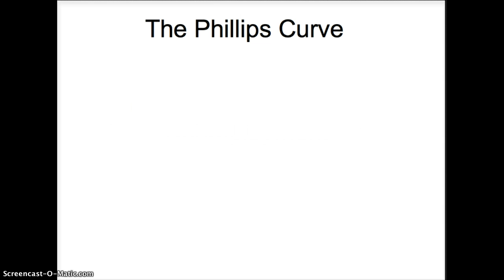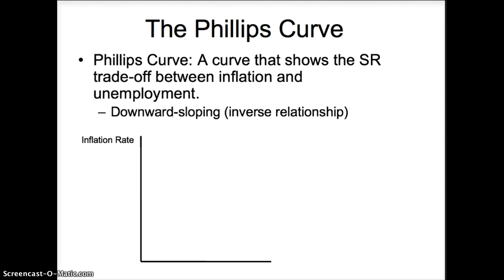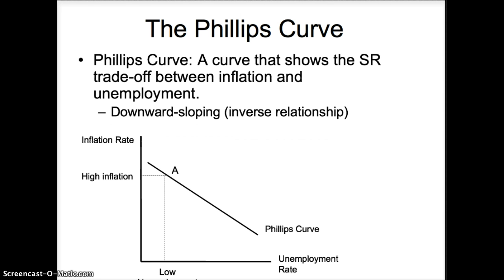The Phillips curve is a curve that shows the trade-off between inflation and unemployment in the short run. The curve is downward sloping, representing an inverse relationship. The inflation rate is on the vertical axis, and the unemployment rate is on the horizontal axis. At point A, the economy is experiencing high inflation but low unemployment. At point B, the economy is experiencing low inflation but high unemployment.